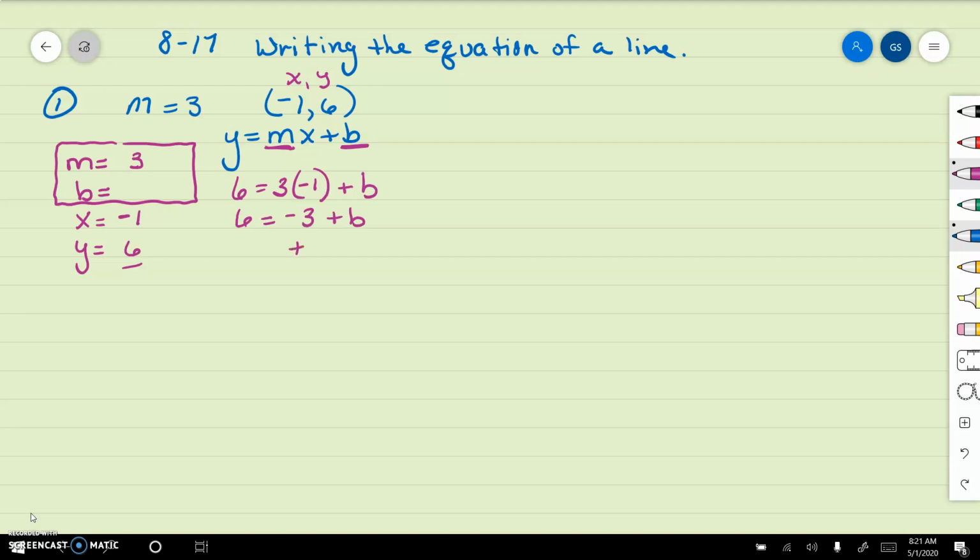All right, we're going to add 3 to both sides to get the b alone. Addition property of equality. I almost forgot that. So the answer is b equals 9 to this piece of it. So we can put a 9 in here. We're kind of done with the x and the y now. And our final answer is y equals 3x plus 9.